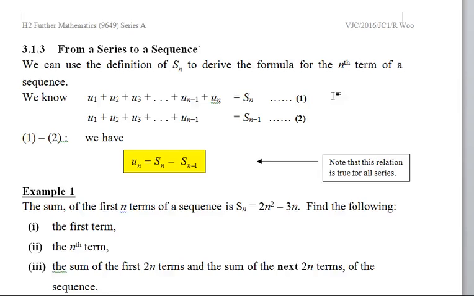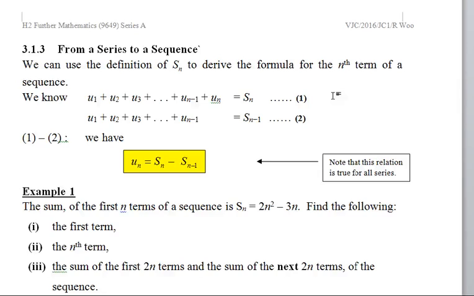Okay, if I tell you this is, I don't know, 100. Now, if I tell you S9 is 89. This one is first term plus second term all the way to the 9th term. So far so good. Can you tell me what's the 10th term? 11. What's the value of U10? 11. That means it must be this minus this. Understand? Yeah.